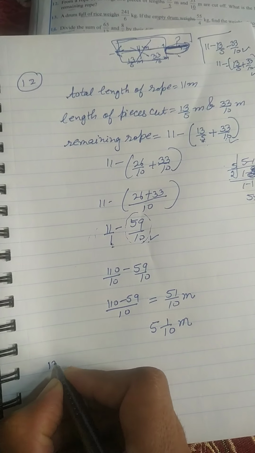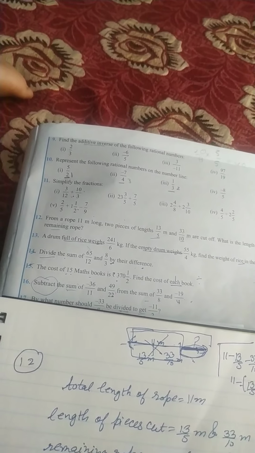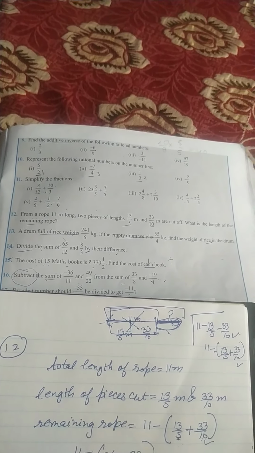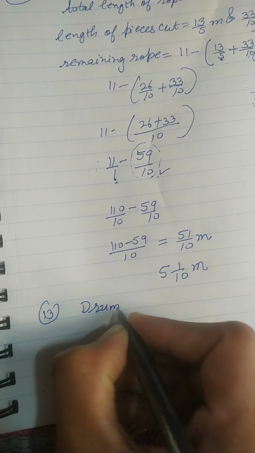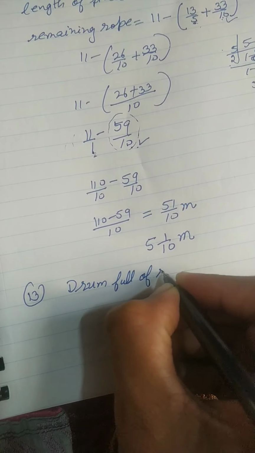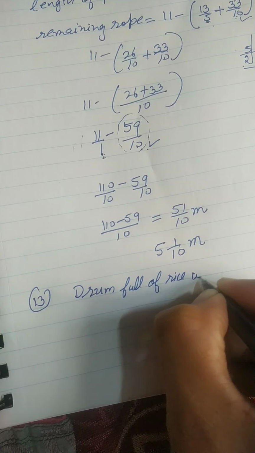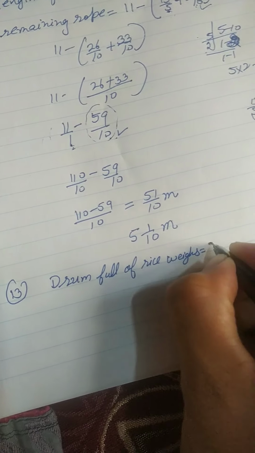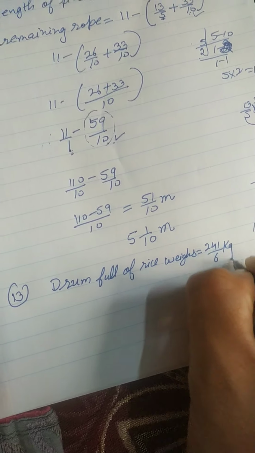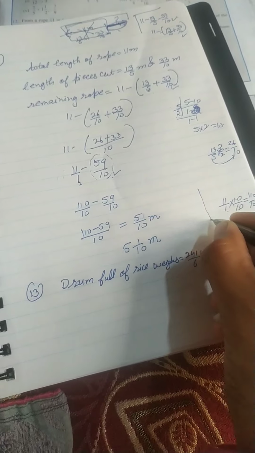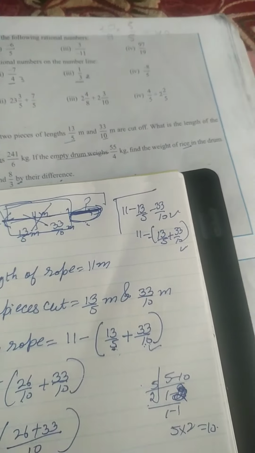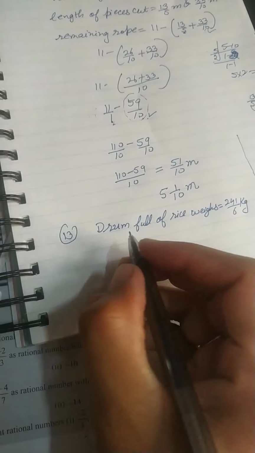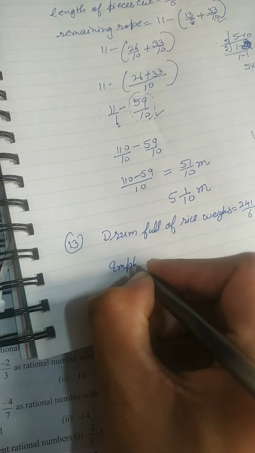Now come to the next question. A drum full of rice. When the drum is full of rice, the weight is 241/6 kg. A drum full of rice weighs 241/6 kg. And when the drum is empty, the weight is 55/4 kg. Empty drum.